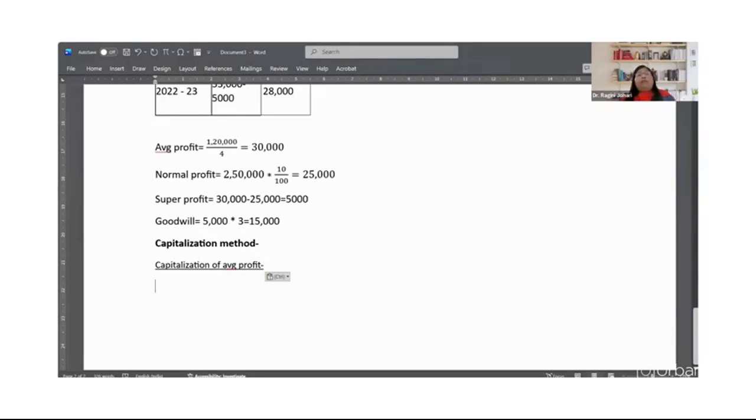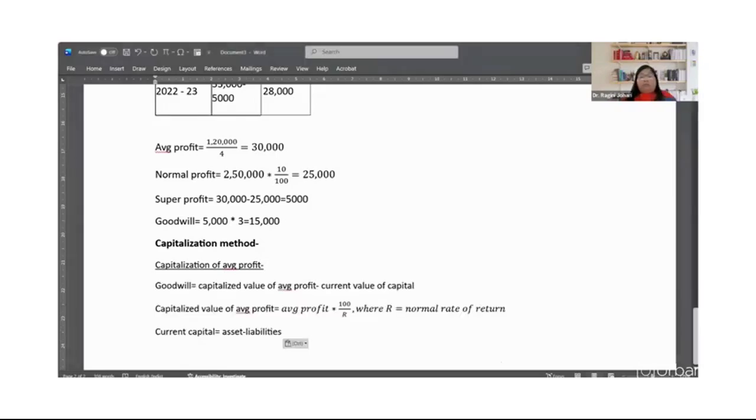The formula for the calculation of goodwill here is capitalized value of average profit minus current value of capital. How do I find out the capitalized value of average profit? The formula is average profit multiplied by 100 upon R, where R is the normal rate of return. And current capital is assets minus outside liabilities, a formula that we used earlier also. So these are the three formulas for this.